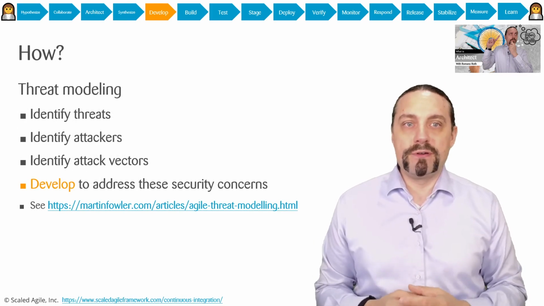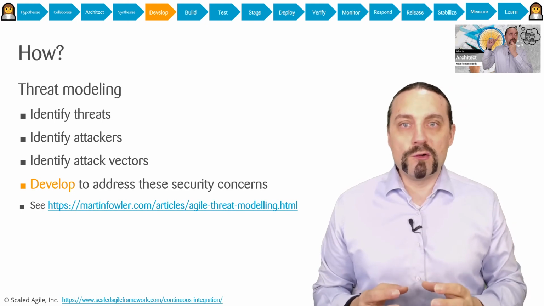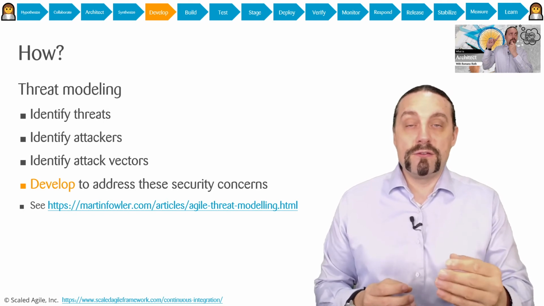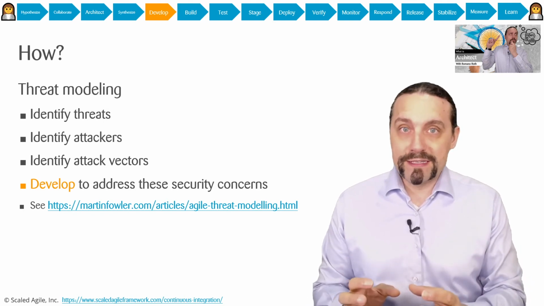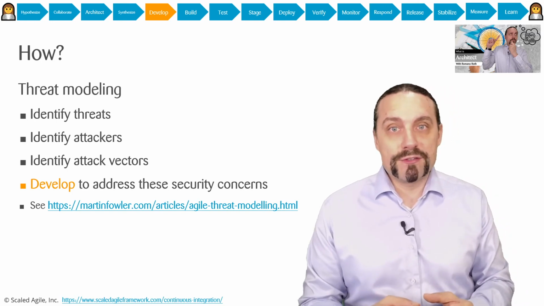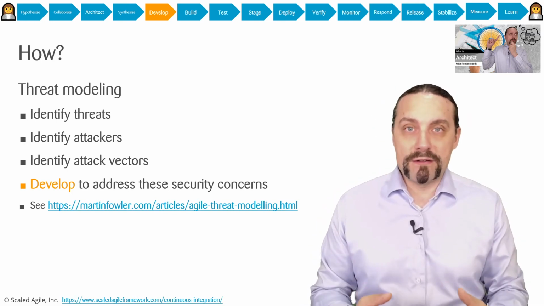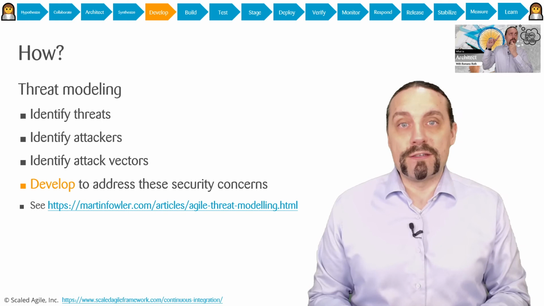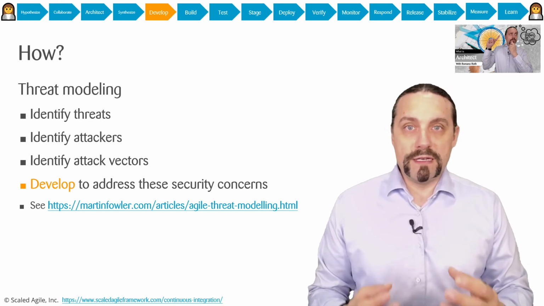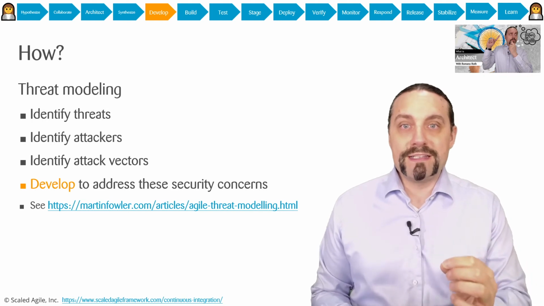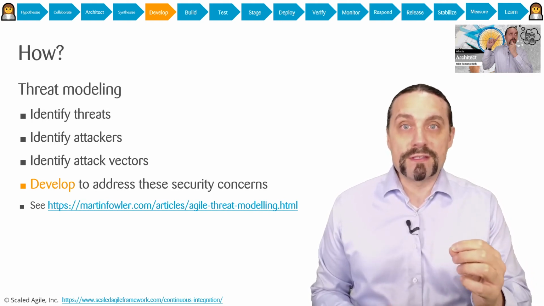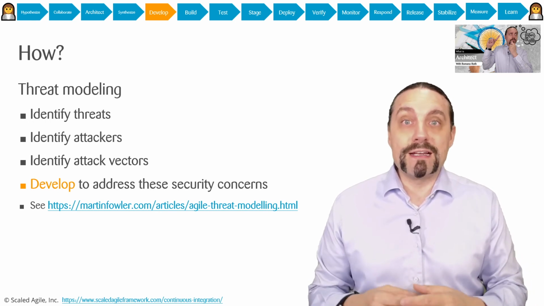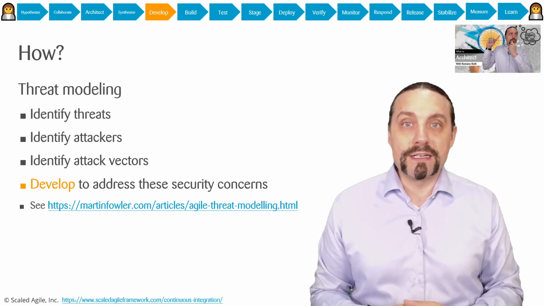In the architect step, which you can see in this video here, we talked about threat modeling. We talked about how we need to identify all of the threats for our application, the attackers and also the attack vectors, so that we are able to architect to address all of these security concerns. So now, in the develop step, we need to address exactly these security concerns. We need to develop code which addresses these security concerns that we have identified in the architect step.